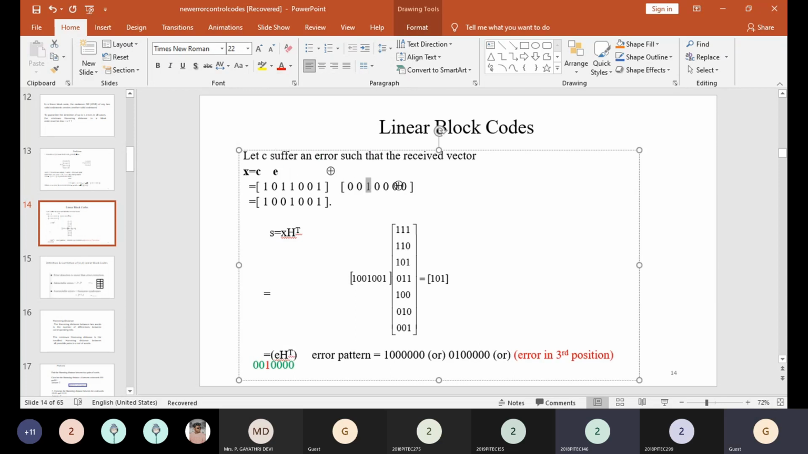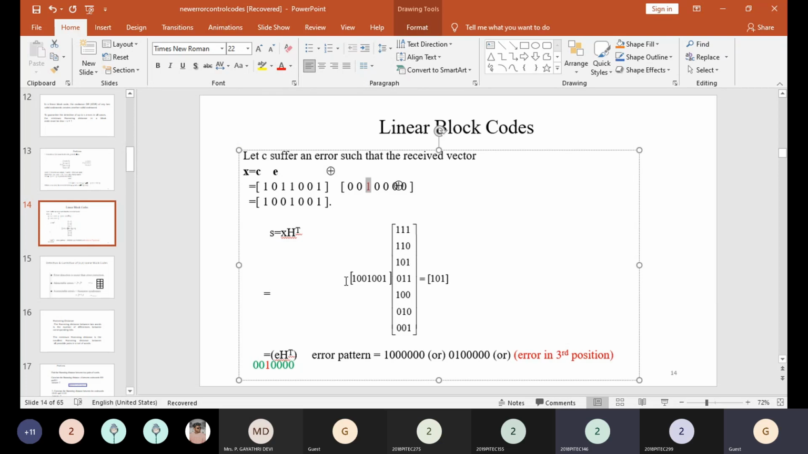See here also we have considered this while calculating the error in the third position. So here, see the syndrome S value. The syndrome S is equal to R into H transpose. So 101, and this is E1, E2, E3, E4, E5, E6, E7. So 101 is in the E3 position.